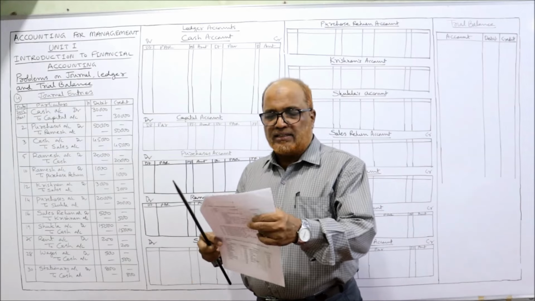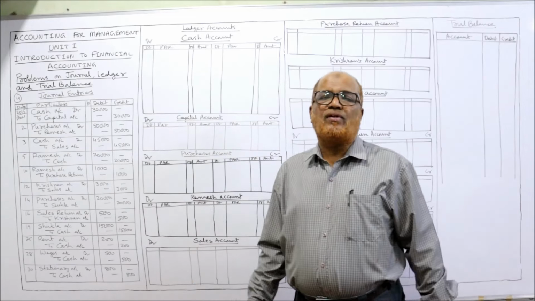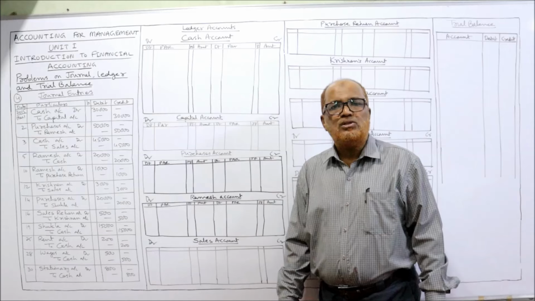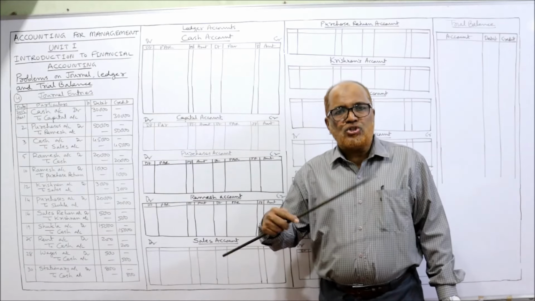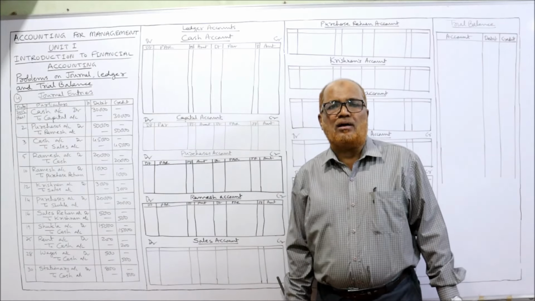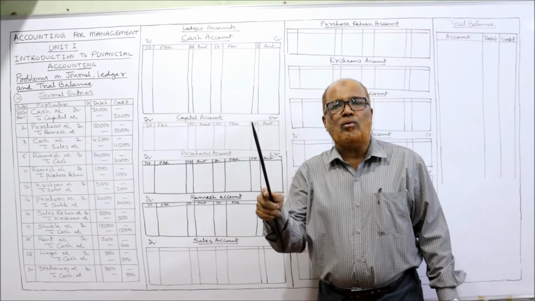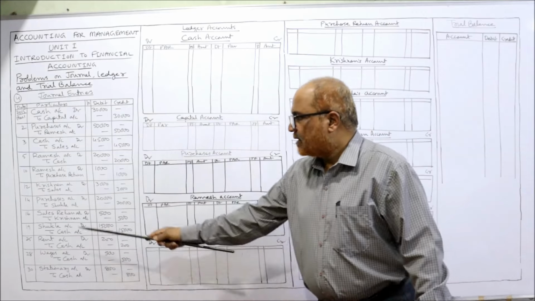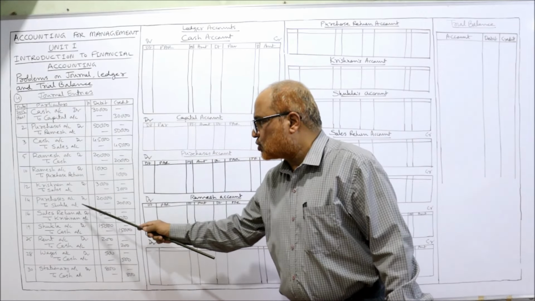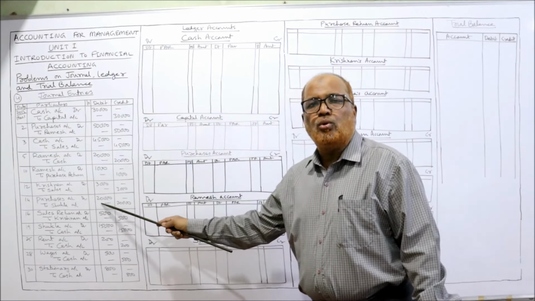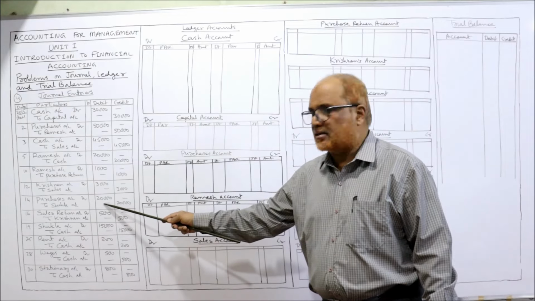Next, 14th date. Bought goods from Shukla. Bought means purchased. So purchased goods from Shukla. Shukla is the supplier. So entry will be purchases account debtor to Shukla. So purchases account debtor to Shukla, 20,000. Being the goods purchased on credit.